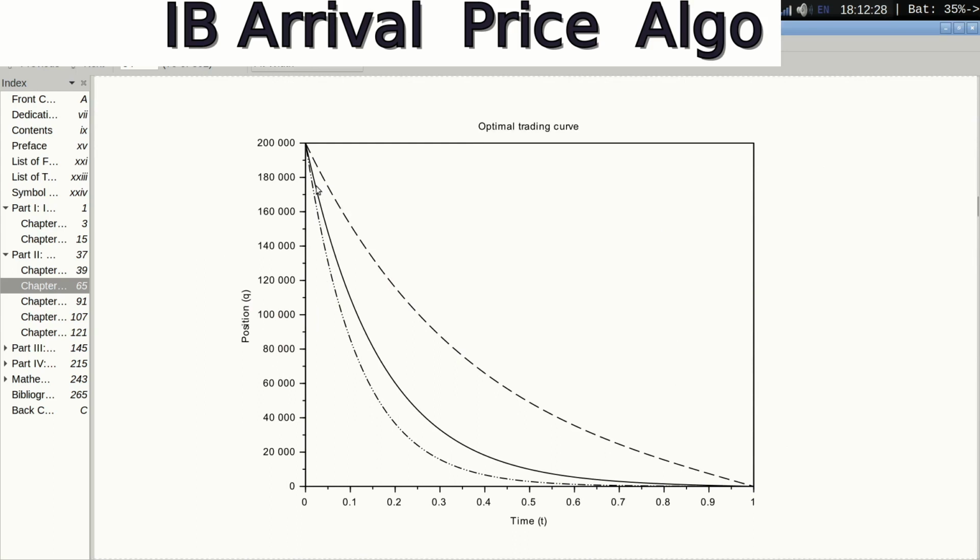Basically you've got a position size, let's say 200,000, called Q, and then you submit some of it into the market, and your arrival price algorithm determines the curve of the optimal execution so that you can achieve the best possible price given the market liquidity, the bid ask spread, and the volatility. So the mathematics behind it is fairly complex.